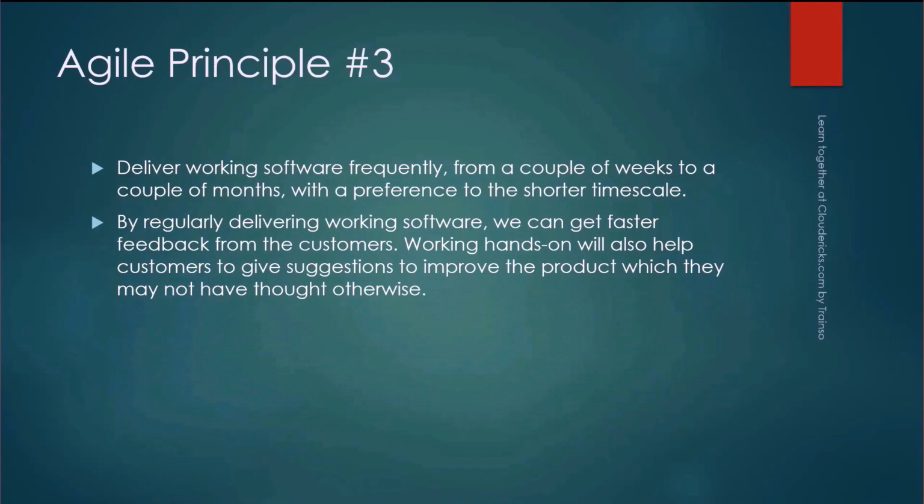Agile principle number 3, deliver working software frequently, from a couple of weeks to a couple of months, with a preference to a shorter time scale. So basically, it means you need to have shorter iterations. The recommendation here is a couple of weeks to a couple of months. But in practice, most of the iterations these days, which are called sprints, on average have a 2-week duration. By regularly delivering working software, we can get faster feedback from the customers. Working hands-on will also help customers to give suggestions to improve the product, which they may not have thought of otherwise.